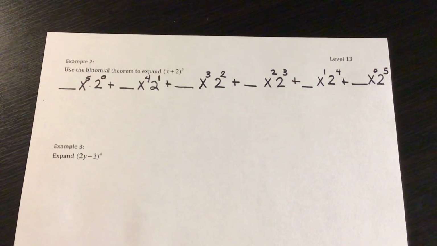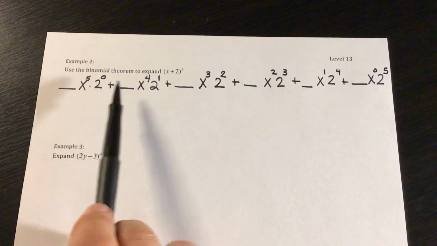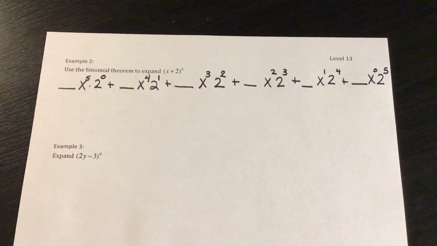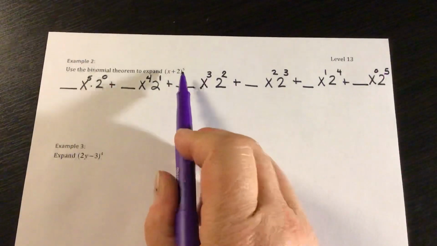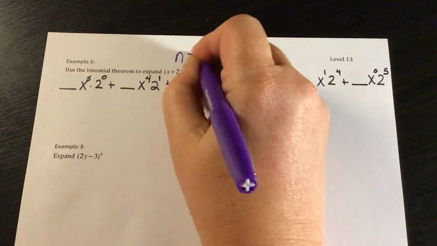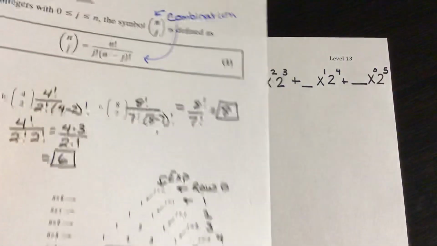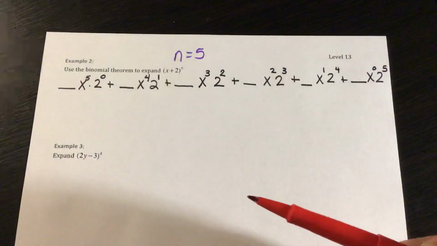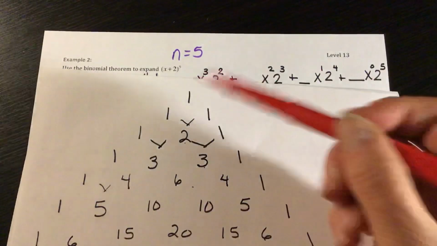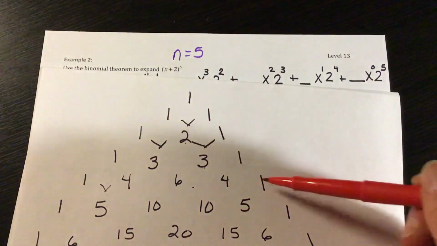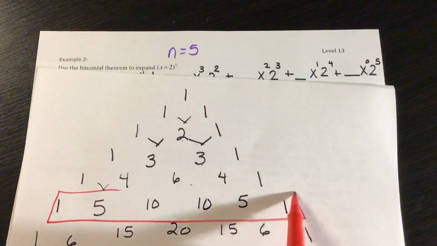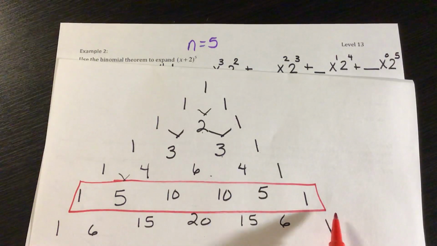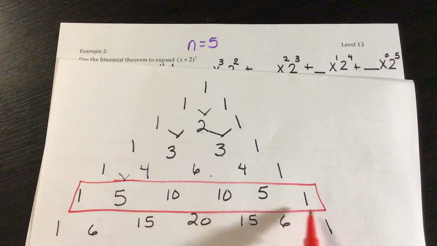All right, so now I'm going to go to my triangle and I'm going to look for the 5th row because my n is 5. And in the 5th row, my numbers, oh, this is hard to see on this one. So 0, 1, 2, 3, 4, 5. So this is the row I'm looking at. These are the coefficients that I'm going to use to fill in the blanks. 1, 5, 10, 10, 5, 1.